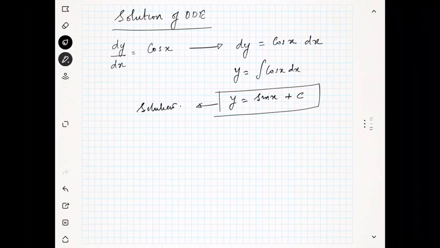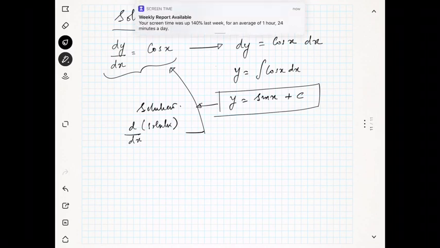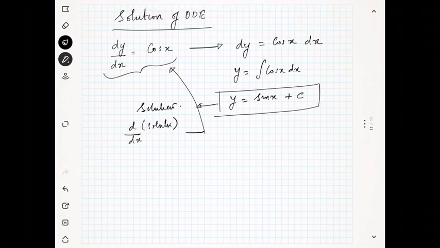When you differentiate this solution, then you will get the differential equation, right? So the solution actually is giving you a function, and when you differentiate that function, you are getting the differential equation. And this solution, we can say it is a general solution.